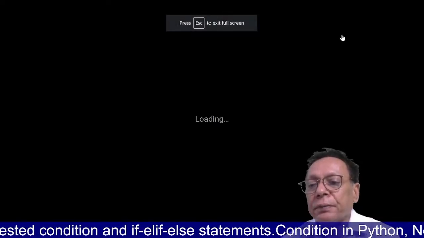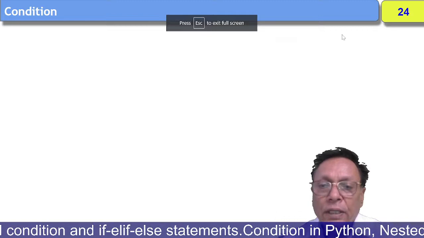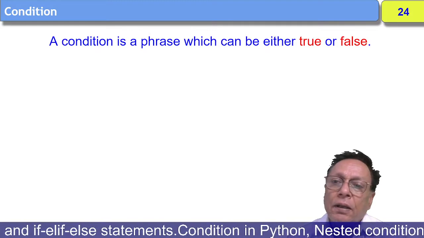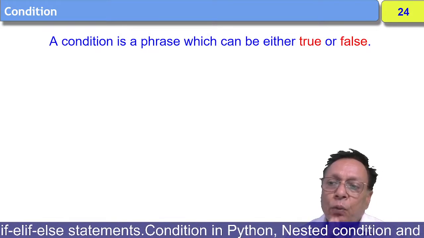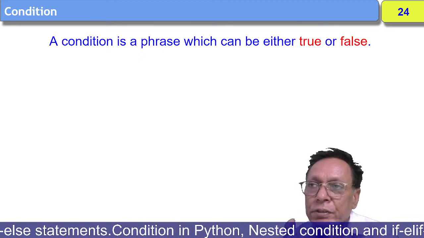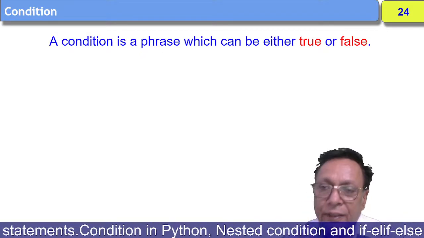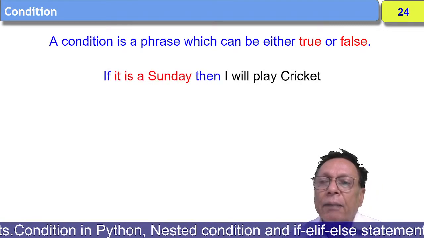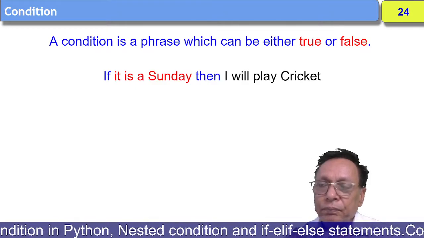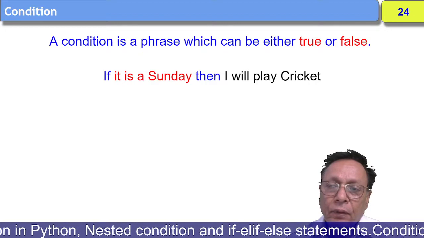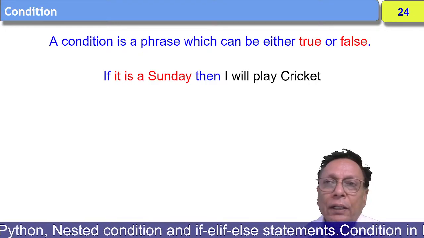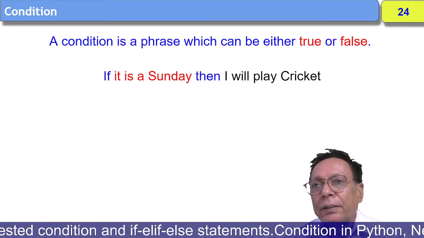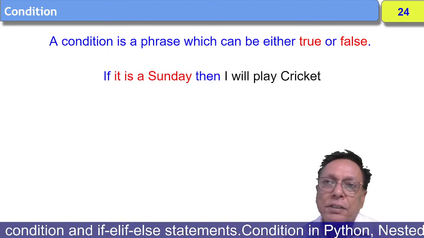What is a condition? The first question that arises is, what is a condition? As you know, a condition is a phrase which can be either true or false. This is called a condition. For example, if it is Sunday, then I'll play cricket. There is a condition: I will play cricket only when the day is Sunday. Any other day, I'll not play cricket. So if this is Sunday, this is the condition.